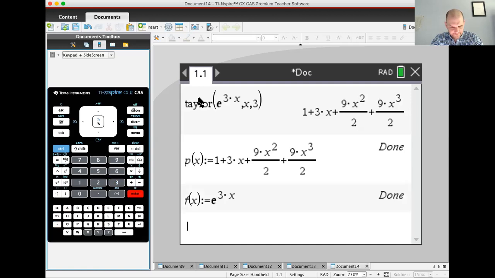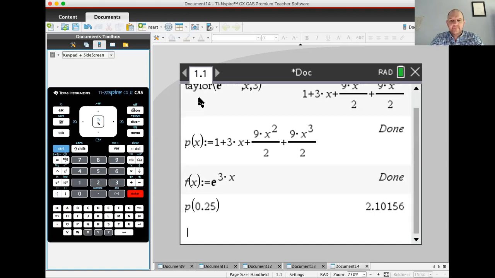One of the things we want to do is approximate. So p of 0.25 is approximately what I think e to the 0.75 is, because if I take 0.25 and plug it into f of x, I get e to the 3 times 0.25, which is e to the 0.75. So that's my estimate of e to the 0.75.